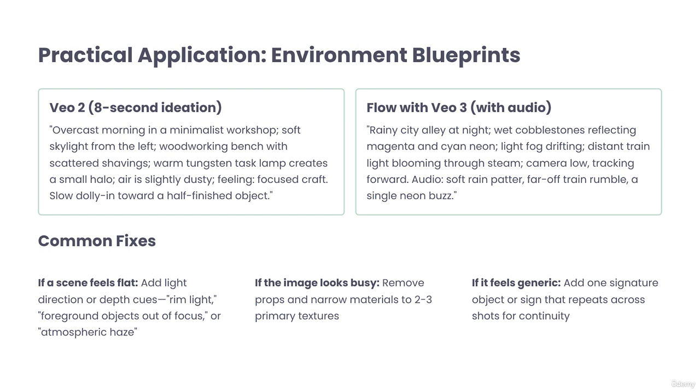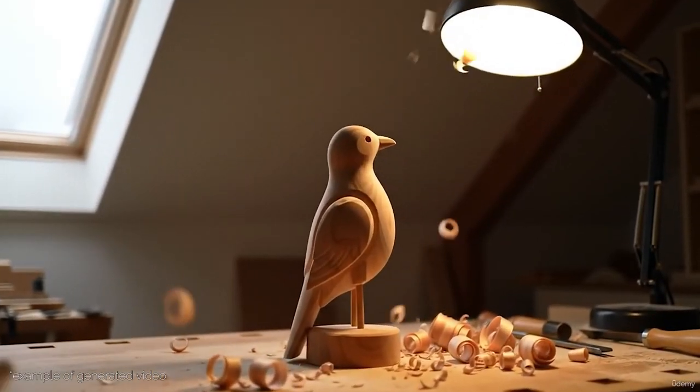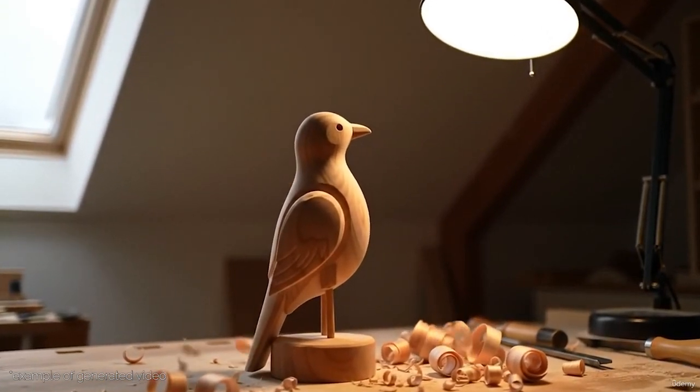Here are 2 quick blueprints. For Veo 2 fast, which aids ideation: Overcast morning in a minimalist workshop. Soft skylight from the left. Woodworking bench with scattered shavings. Warm tungsten task lamp creates a small halo. Air is slightly dusty. Feeling: focused craft. Slow dolly in toward a half-finished object.